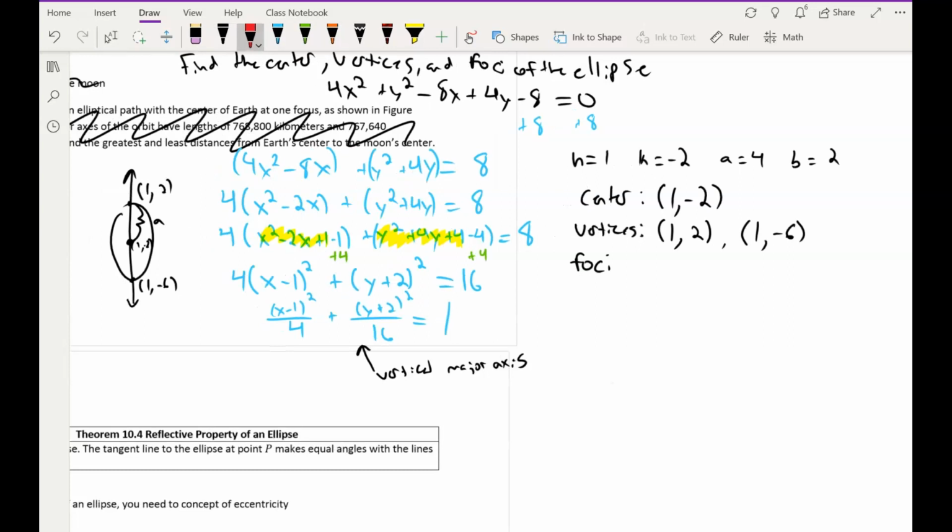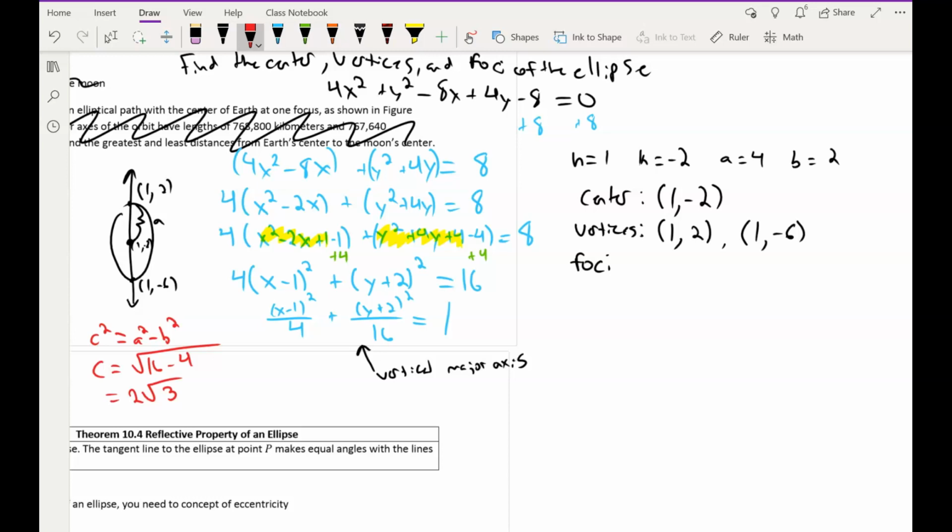So this is where we need the equation c squared equals, and for an ellipse, it's a squared minus b squared. If we plug in our values, c is going to be the square root of a squared, which is 16, minus b squared, which is 4. So 16 minus 4 is the square root of 12, which is root 4 root 3, or 2 root 3. So our c value is 2 root 3.